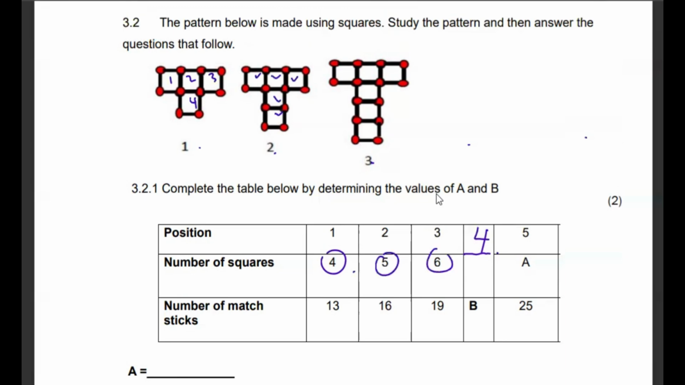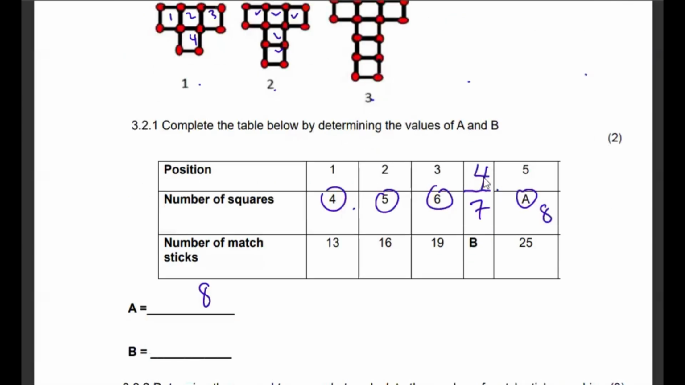6 squares, this will be 7 squares. Then if it's 7 squares, this one must give us 8 squares. So A is going to be 8. And then the number of matchsticks needed. From 13, you add 3 to give us 16. You add 3 to give you 19. We must add 3 to give us 22.